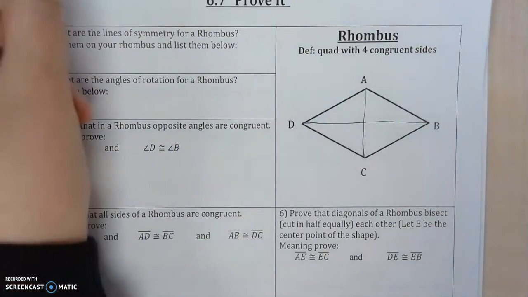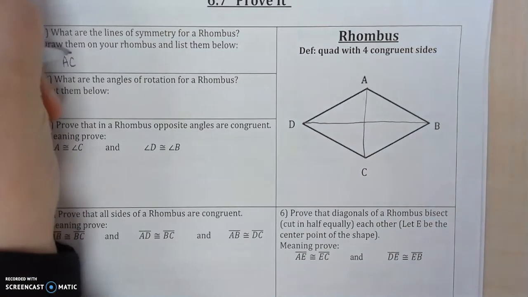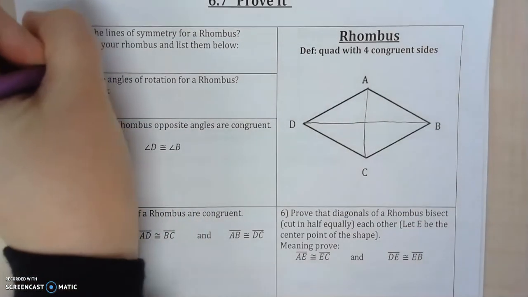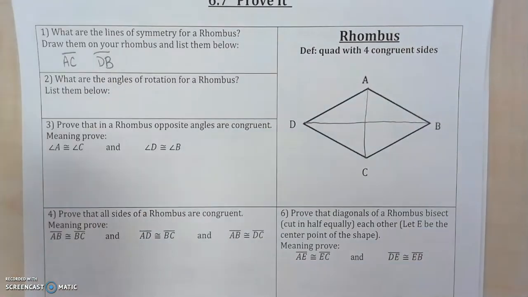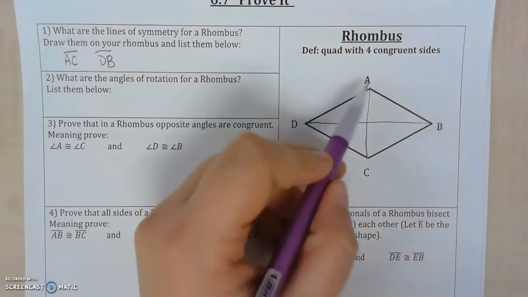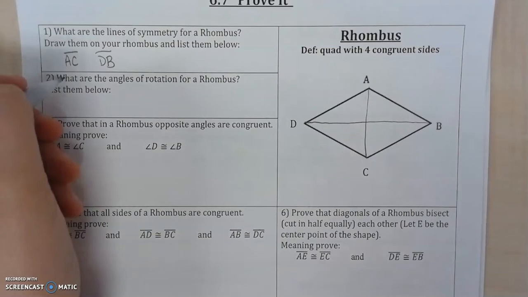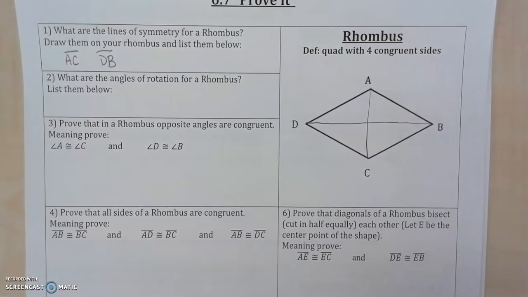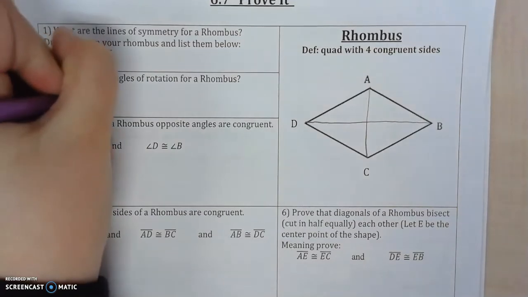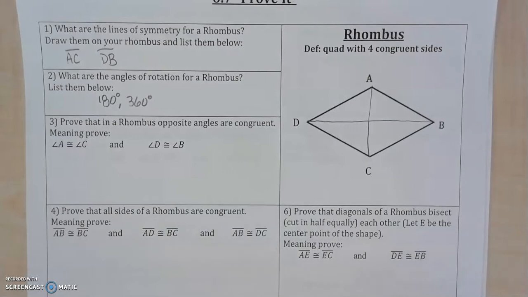So to label them, we're going to say from A to C, and then to say that we've drawn a little line segment, we put a dash above it like that. And then D to B, so we'll put DB with a dash. So this is just saying this is a line segment. From A to C, line segment from D to B. Okay, what are the angles of rotation for a rhombus? Okay, so if we remember, going 90 degrees isn't going to line it up. We actually have to go 180 degrees or 360. So this should all be from 6.5.